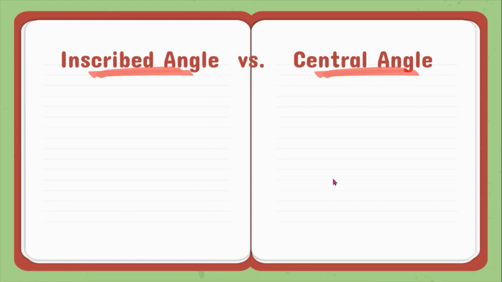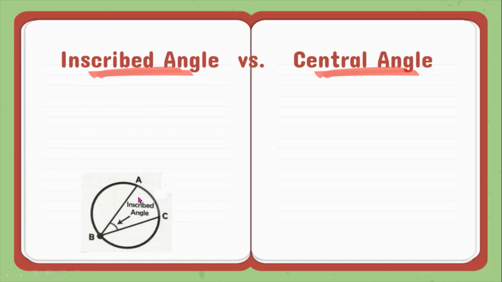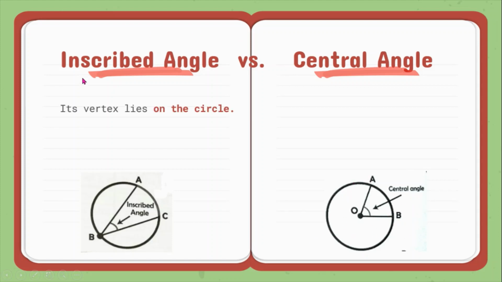Inscribed angle versus central angle. So this illustration here is an inscribed angle and this illustration here is a central angle. So an inscribed angle, its vertex lies on the circle. As you can see, its vertex lies on the circle. While the central angle, its vertex is the center of the circle. As you can see here, the central angle's vertex is the center of the circle.